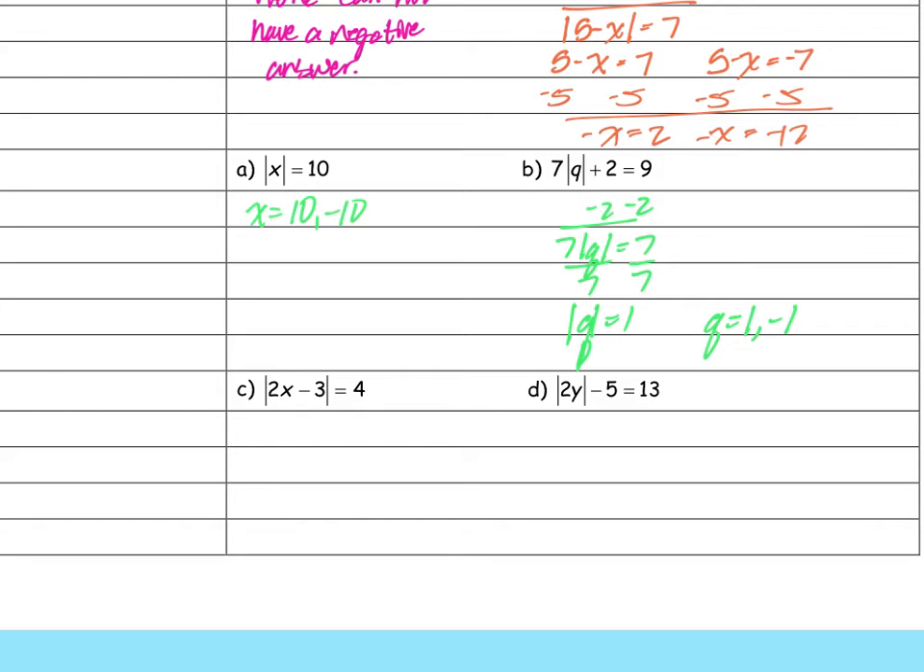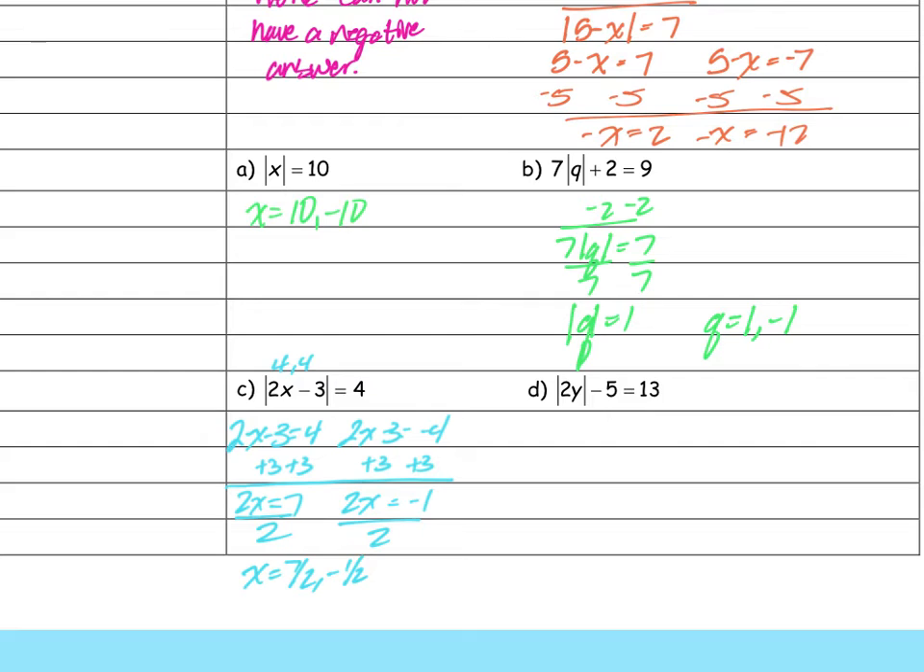So there we go. On this third one, the absolute value is already by itself, so it can be 4 or negative 4. So 2x minus 3 equals 4, or 2x minus 3 equals negative 4. Add 3. So I've got 2x equals 7, and 2x equals negative 1. Divide by 2. X is going to equal 7 halves or negative 1 half. Okay, there's the answers there.